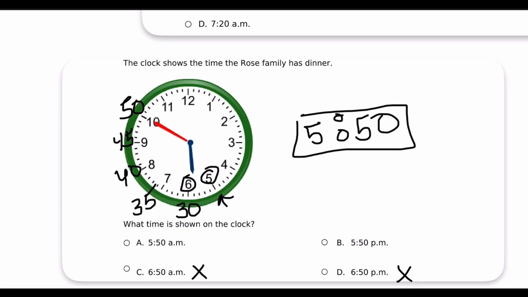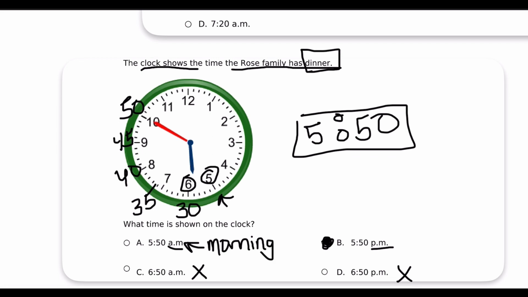But we need to look out for the words AM and PM. AM means morning and PM means afternoon. The question says that the clock shows the time the Rose family had dinner. When do we have dinner? In the PM. So that makes our answer choice B. It makes it B because AM stands for morning, and we know that this family is not eating dinner in the morning.